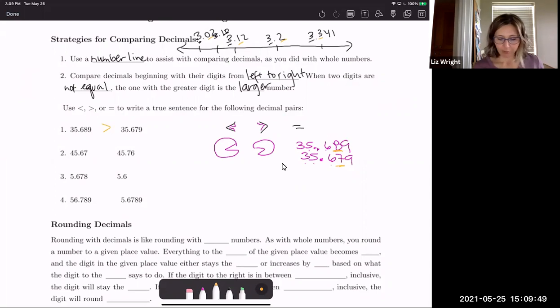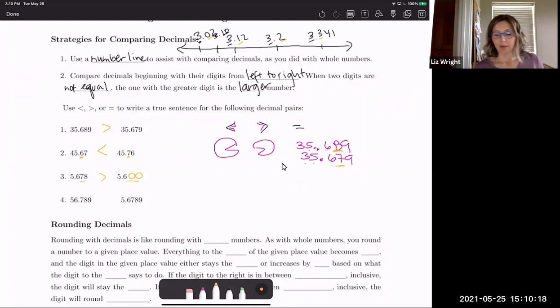All right, so the next one, 45.67 versus 45.76. Right here, we're looking at the 6 and the 7, the decimals lined up. So 45.76 is larger than 45.67. Then here, we're looking at 5.678 versus 5.6. You can even think about it being zeros behind there. So then you're comparing 678 versus 600. Which one's bigger? The 678 is bigger.